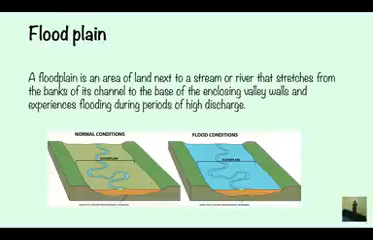Right, so the first feature of the river is a floodplain. A floodplain is an area of land next to a stream or river that stretches from the banks of the channel to the base of the enclosing valley walls and experiences flooding during periods of high discharge. So if there's lots of rain or a lot of water flowing through the river, this is the area that's going to be flooded, as you can see here. This is it when it's not flooded, and then it's flooded here.